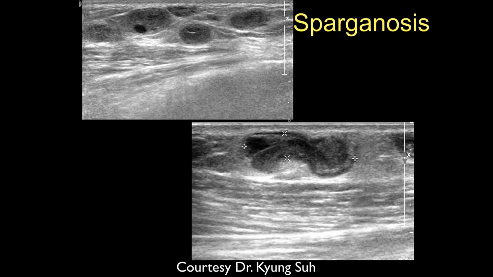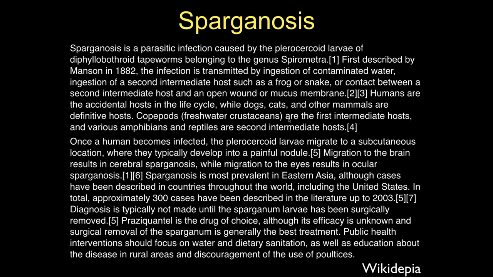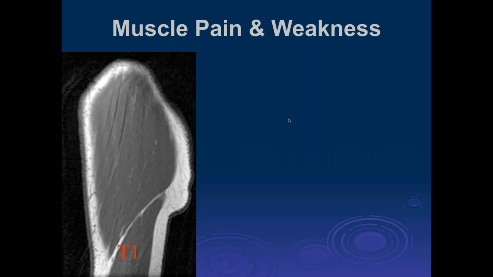And this is sparganosis. Huh. Sure, you're all familiar. You've seen a lot of cases of sparganosis. It's a parasitic infection, typically in Asia. I knew that. Of course. Kidding. I'm just kidding. I didn't. Okay. Muscle pain and weakness. So watch what you eat.